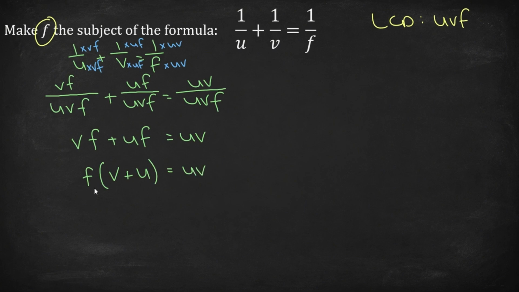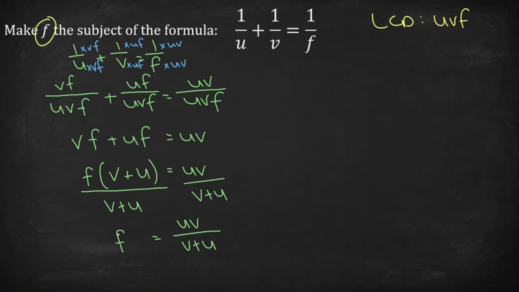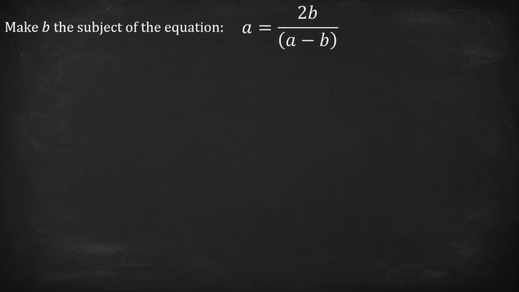So here we have this f, but it's still been multiplied by this bracket. So we are going to do the inverse operation. And the inverse operation of multiplication is division. That means I'm going to divide by v plus u. And what you do on the one side, you have to do on the other side. So I'm going to divide by v plus u. So these two will cancel, and that will leave us with f equals uv over v plus u. And now because f is on its own on the one side of this formula, that is your final answer.